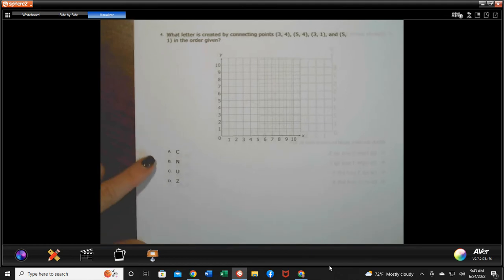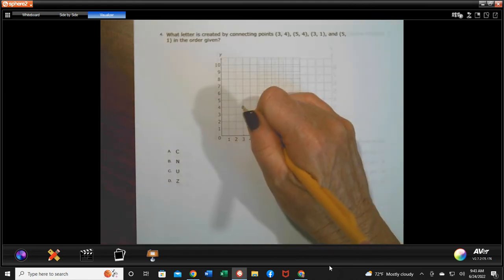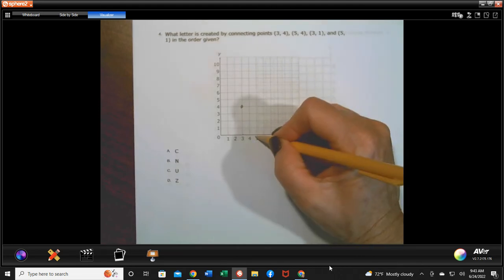So we're going to go to 3, 4. So we start at the origin, we go over to 3, and we go up to 4. Okay, we're going to go 5, 4. So back to the origin, over 5, up 4.